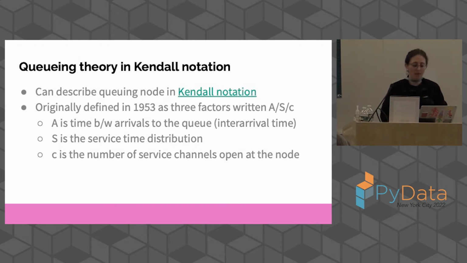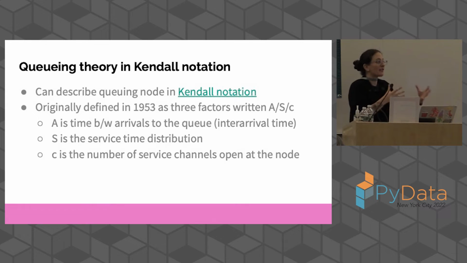C would be the number of channels that are available to us at that node. So in the previous schema, we saw A, B, and C, and those would be the available service for us at each queuing node.